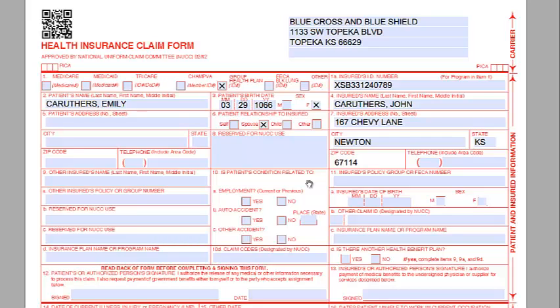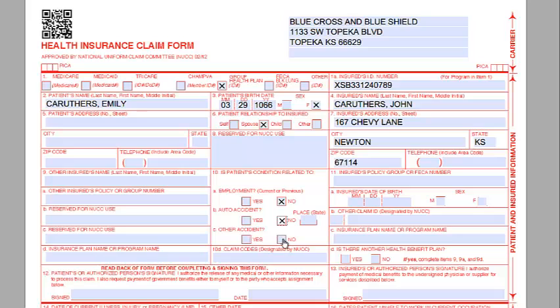So if you look at the questions here, we have, is the patient's condition related to employment? If this is a workman's comp claim, then we would want to go ahead and put yes here. If the condition is not due to work, then we're going to put no. Is the patient's condition related to an auto accident? Yes or no. If I indicate that this is yes, then I need to indicate the state in which the accident occurred. The insurance company is trying to determine whether or not there is an auto liability type of insurance that should be paying for this claim first.